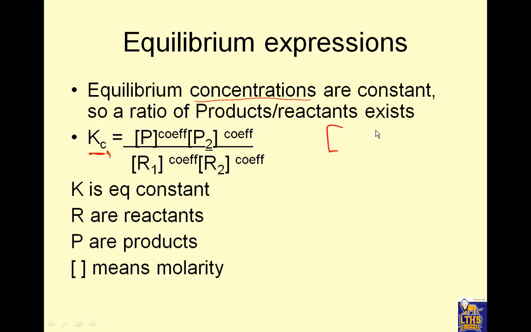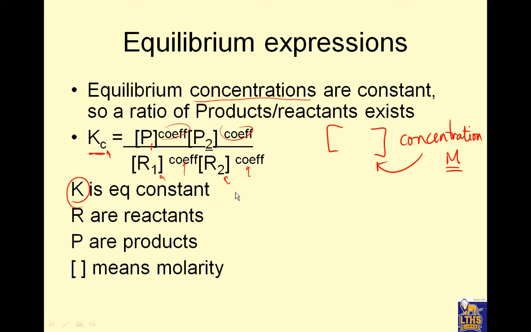So what do the brackets mean? Brackets mean the concentration. Concentration right now for us, we're using molarity. So if you take the concentration of the products, if you have one product and another product, and you raise it to the power of the coefficient, you'll be able to compare that to the concentration of the reactants raised to the power of their coefficient. And if you plug in those values at an equilibrium system, then you'll get a constant number.